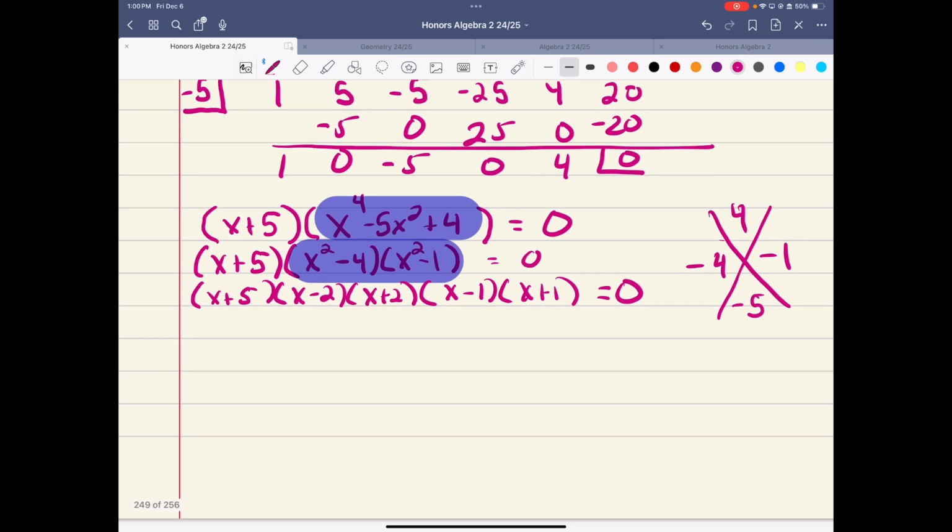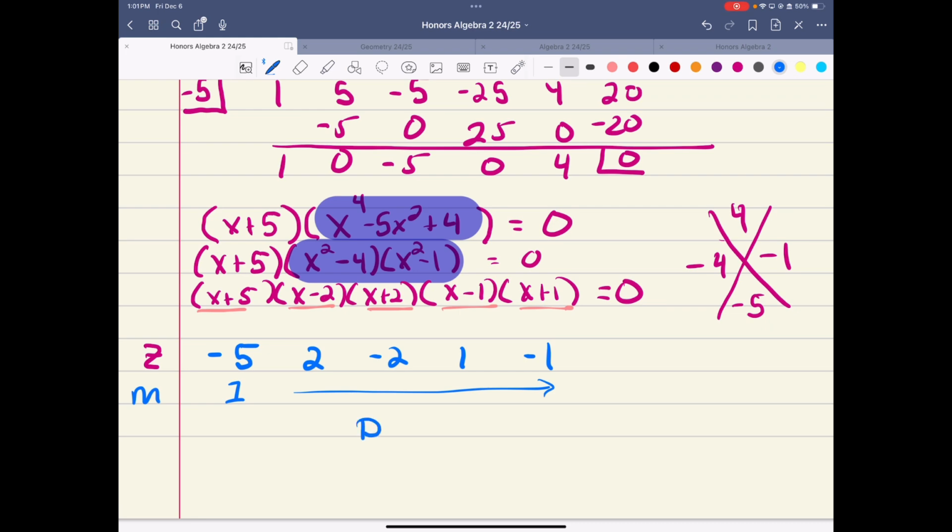Now we're going to find the zeros. So remember we talked about yesterday, it's what makes each individual piece 0. So my zeros in this case are going to be -5, 2, -2, 1, and -1. Each of them has a multiplicity of just 1. Each of them only happens once.